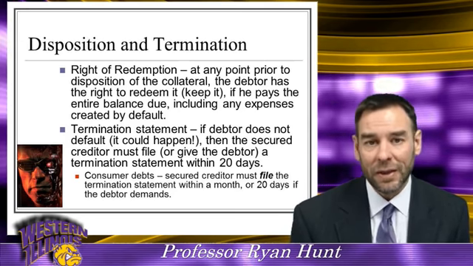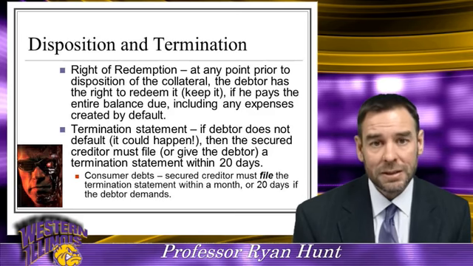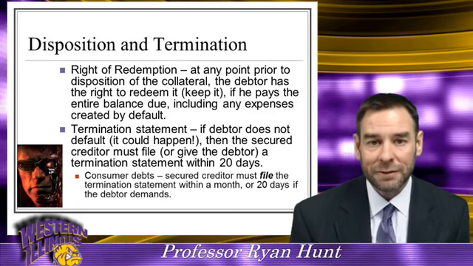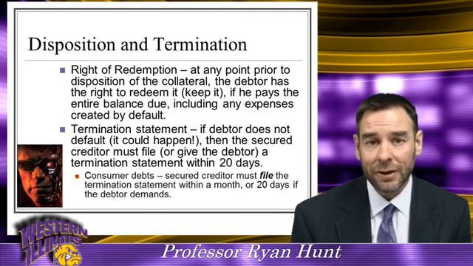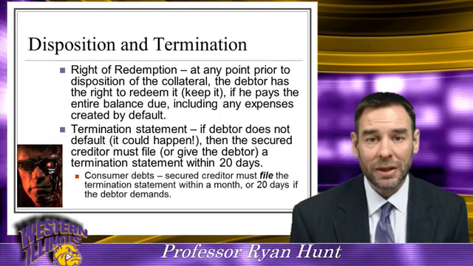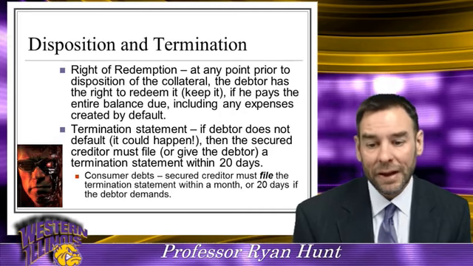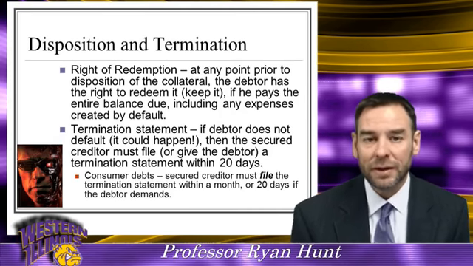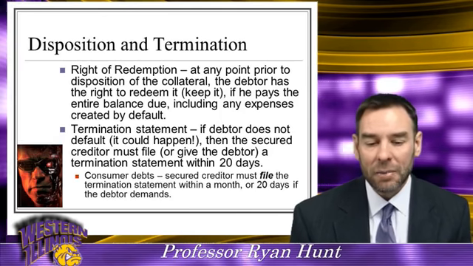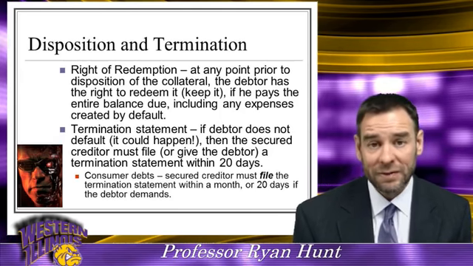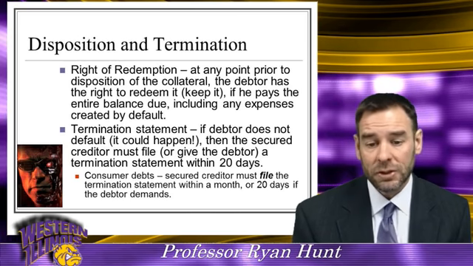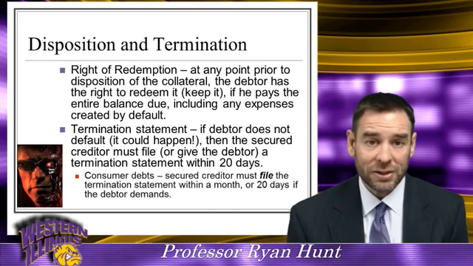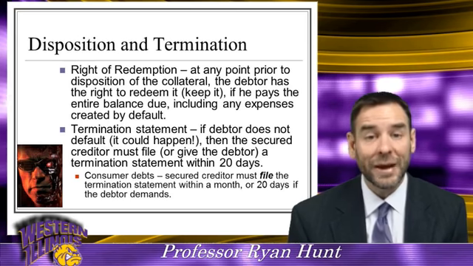So sometimes you have to get on them. But the law says, UCC Article 9 says that if you've satisfied your obligation, then they have to file or give you as the debtor this termination statement within 20 days of your satisfaction of the obligation. And then down here at the bottom, consumers, again, this is a little bit different because it's consumer goods. If the obligation is satisfied and the collateral was consumer goods, then there's a slightly different rule and it favors the consumer. The secured creditor must file the termination statement within a month of the satisfaction of the obligation, or 20 days if the debtor demands it.